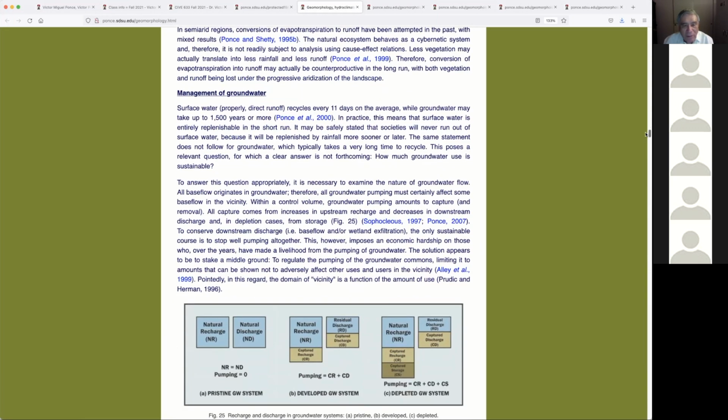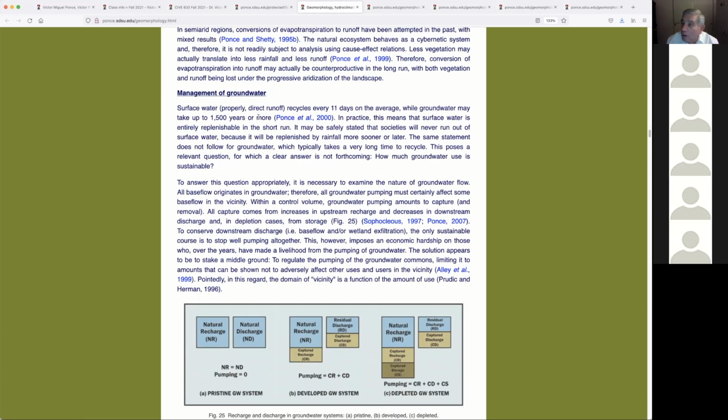Management of groundwater. Groundwater is always there. But we know from studies that have been done that surface water recycles every 11 days, while groundwater takes 1,500 years. So in other words, if surface water is exhausted, you just sit around and wait for 11 days and the reservoirs will fill up. Well, 11 days on the average, world average. It may take 30 days, but what the heck, you can wait. We can wait 30 days.